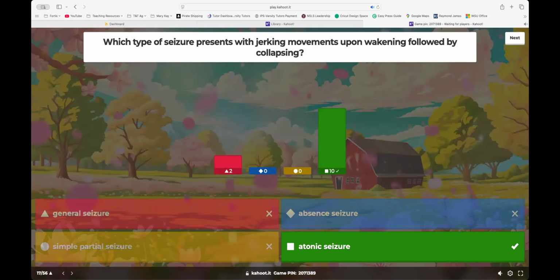So our atonic seizure is the one where we have jerking movements when we wake up and then we fall to the floor.